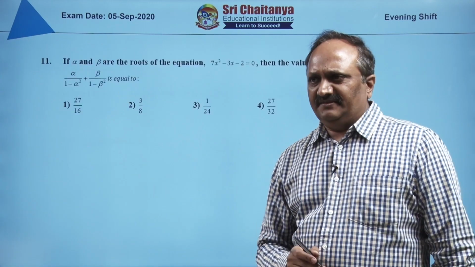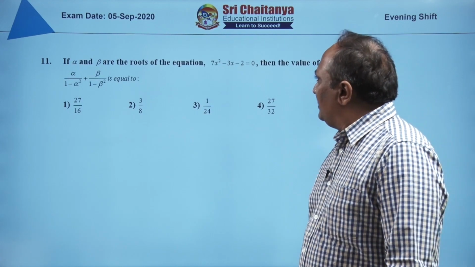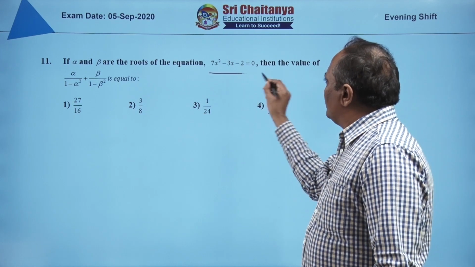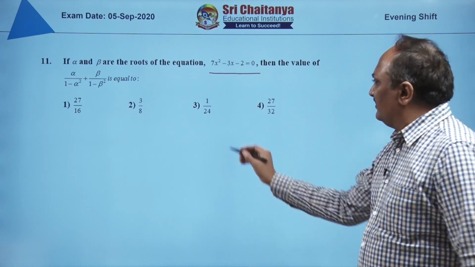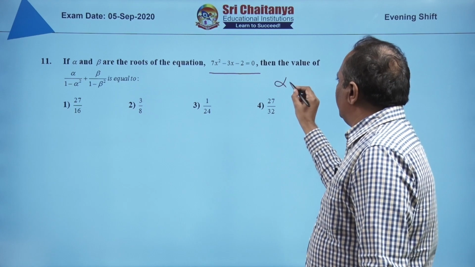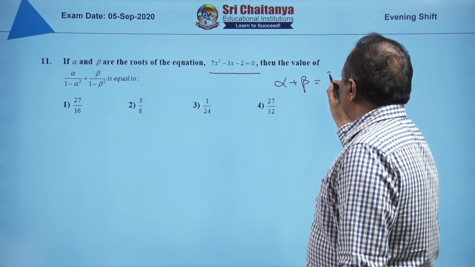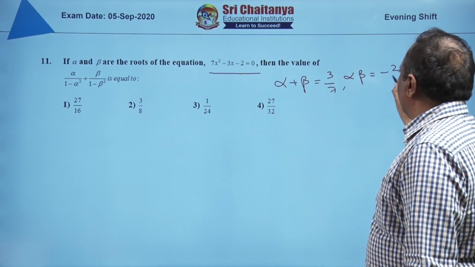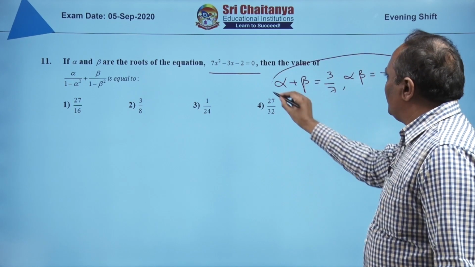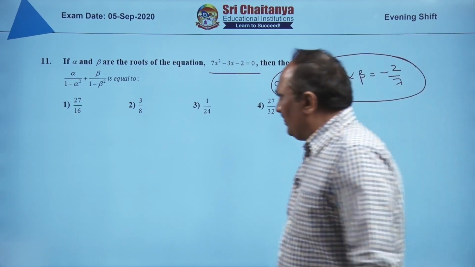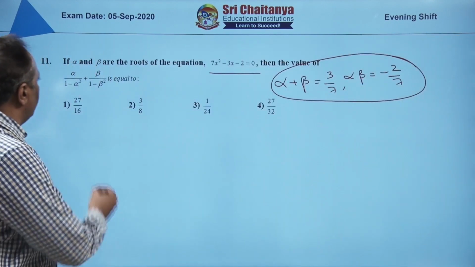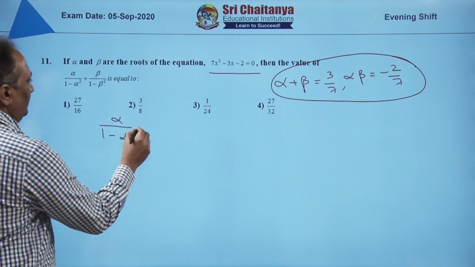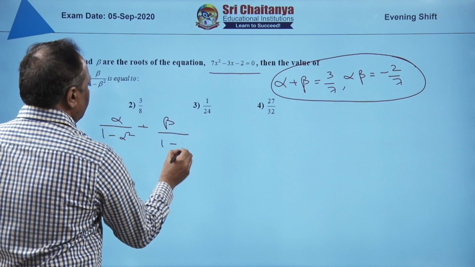Coming to the 11th question, alpha and beta are roots of a quadratic equation, in which the sum of the roots and product of the roots you can identify from this equation. Alpha plus beta is simply 3 by 7 and alpha beta is nothing but minus 2 by 7. If alpha plus beta and alpha beta are known, from this you simplify this value, alpha by 1 minus alpha square plus beta by 1 minus beta square.